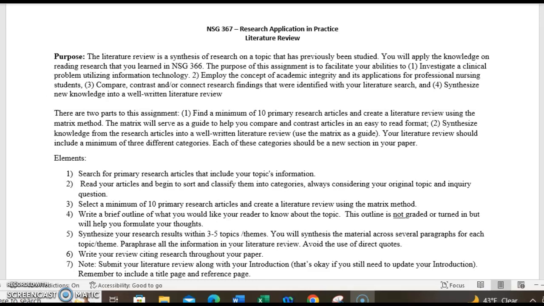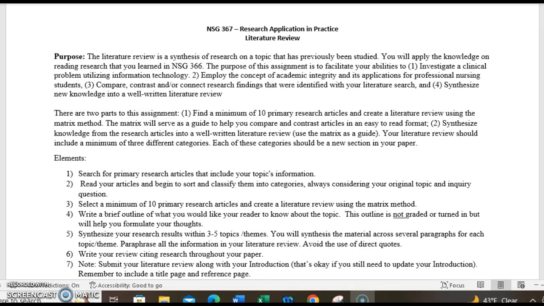So there are, in essence, two parts to this assignment. The first part is to find a minimum of 10 primary research articles and to create a literature review using the matrix method. I will have the matrix available for you in Brightspace, but the matrix method is useful as a guide to help you compare and contrast articles in an easy to read format.